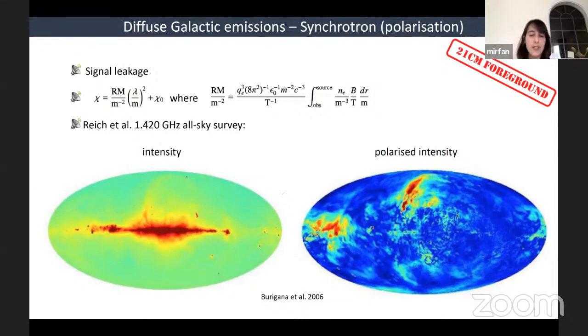And this is illustrated really beautifully by the Reich 1.42 gigahertz all sky survey. So they, like Haslam, made an all sky map. They made it in intensity, and you can see in intensity you have very similar features where you have the galactic plane going through the middle, you have the north polar spur. Then in polarized intensity, you can see the depolarization. You're missing a large amount of the features. You're missing a large amount of the galactic plane. So you have to deal with this depolarization.